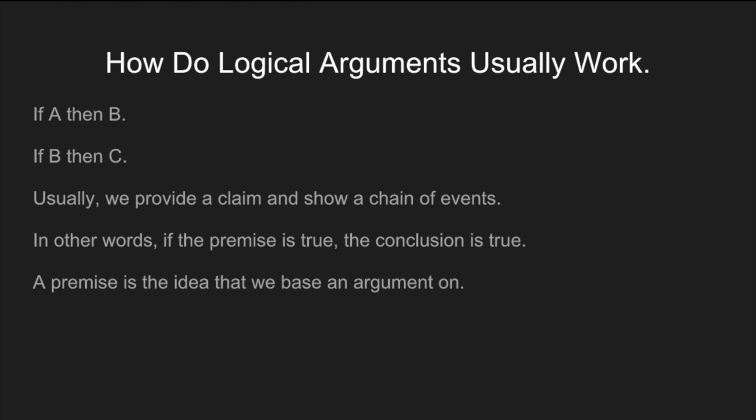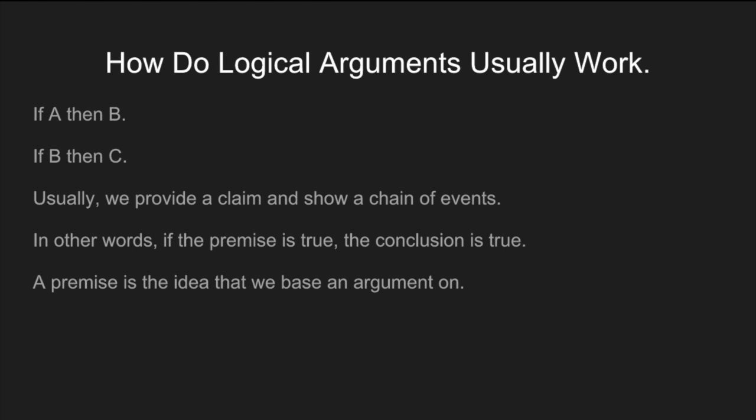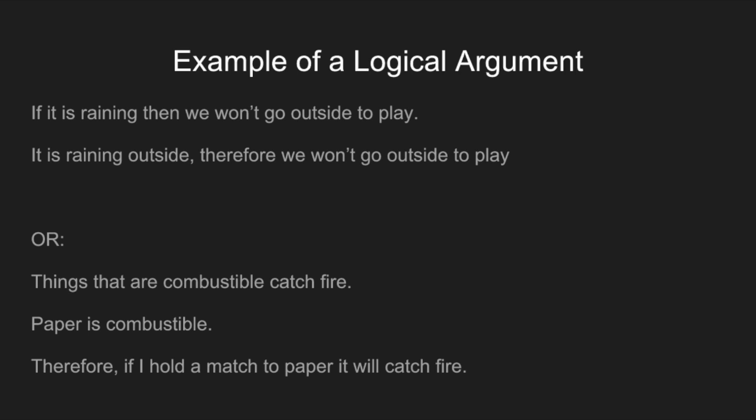So, a basic logical argument is something like if A, then B. So, if B, then C. So, usually we provide a claim and then show a chain of events that lead to some sort of conclusion. In other words, if the premise, the first part is true, then the conclusion is true. Right? So that premise is the thing that we build our argument on. Okay? And you'll see this in your research, right, as you go forward. So an example of a logical argument: if it is raining, then we won't go outside to play. It is raining outside, therefore we won't go outside to play.